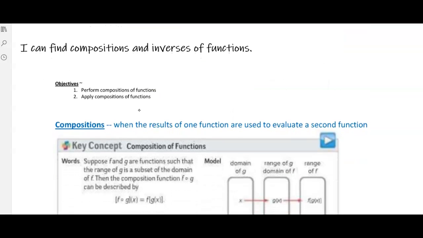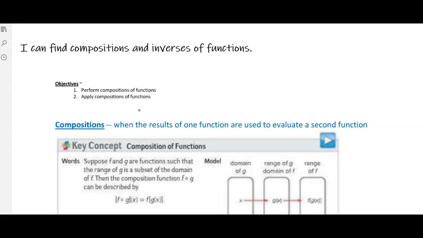We're now ready to find compositions of inverses of functions. Now, you've probably heard the word decomposition. That's when things break apart. Composition is just when you use things and build things and put them together.